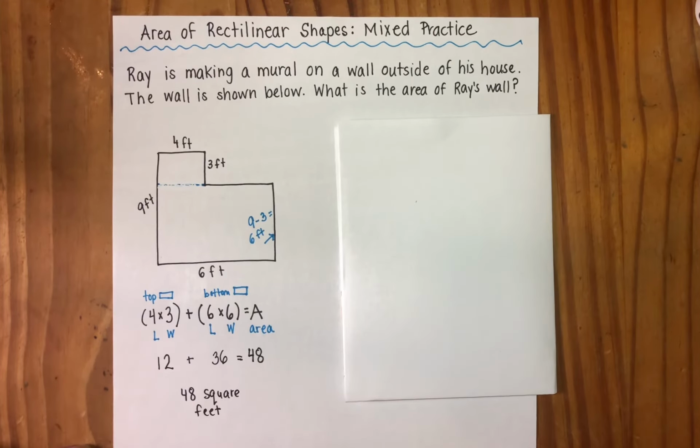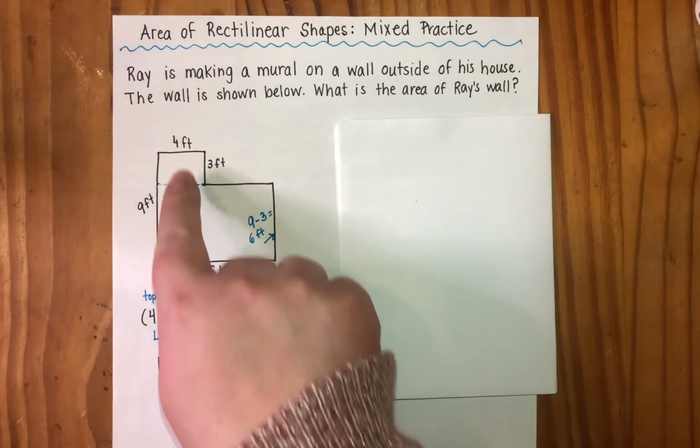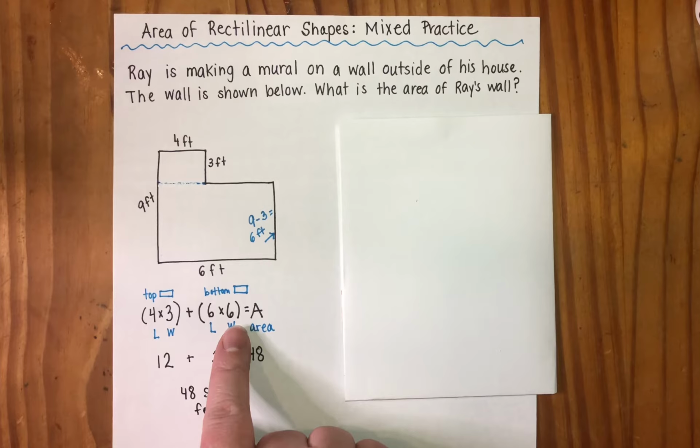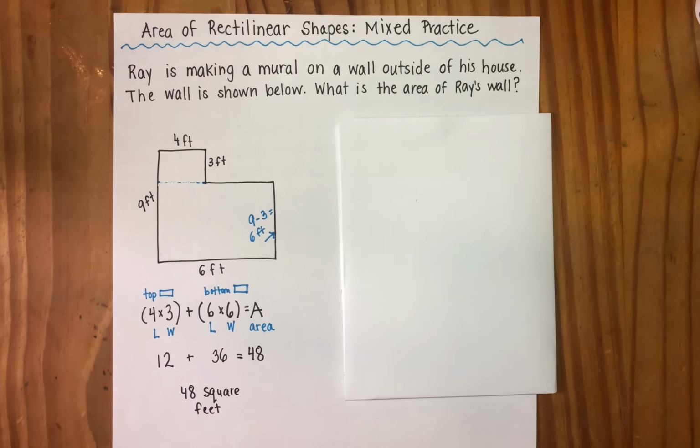Nice work. You broke apart the shape into two rectangles, found the area of each rectangle, and added the areas to find the total area.